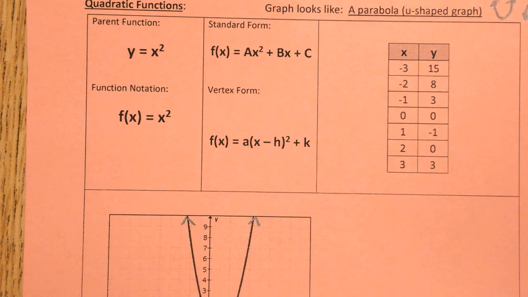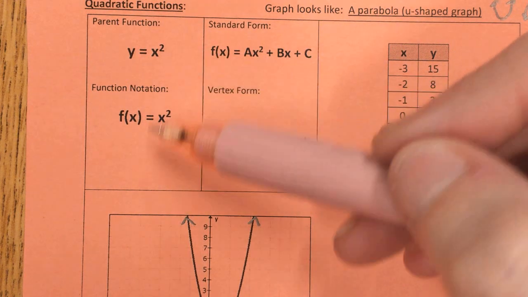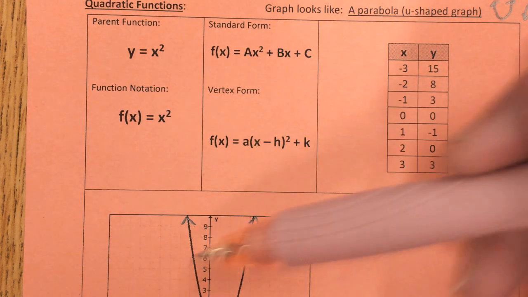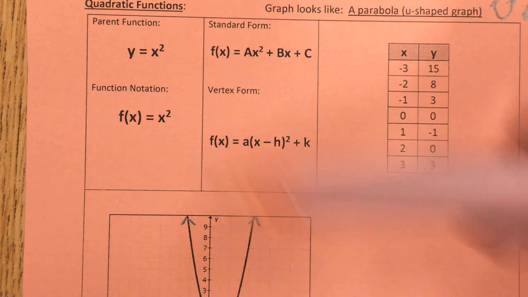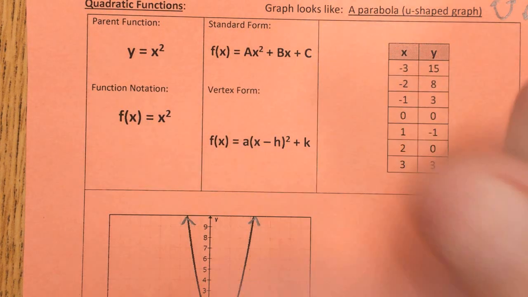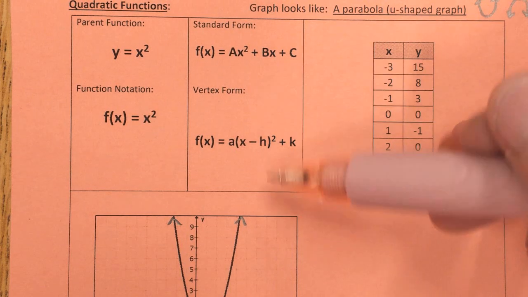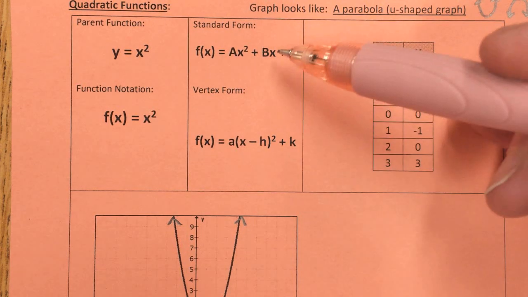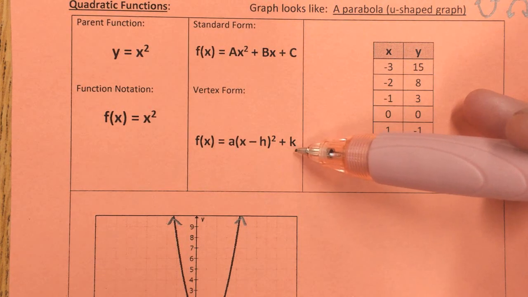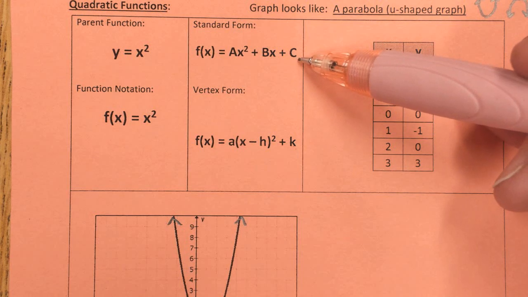So the parent function this time, since a quadratic function contains x squared, is y equals x squared. F of x equals x squared. We're not going to be looking at x squared right here, but we'll talk about what that looks like tomorrow. I'll draw a poster in class, okay? These two forms are also on your formula chart. We're going to use this one first, and then later on we'll start using this one.